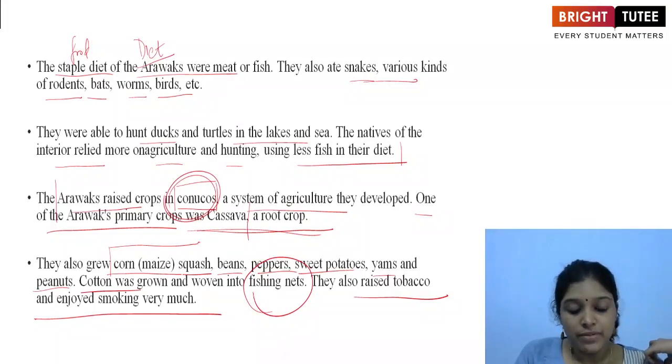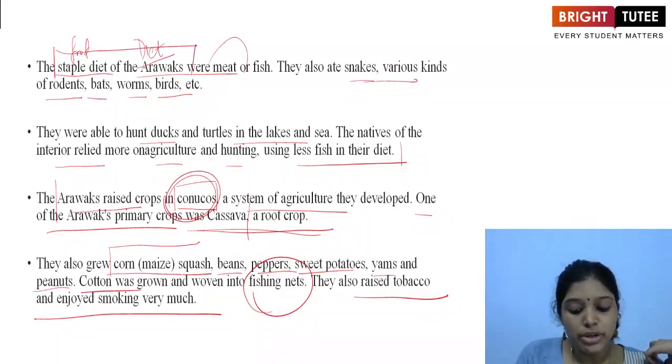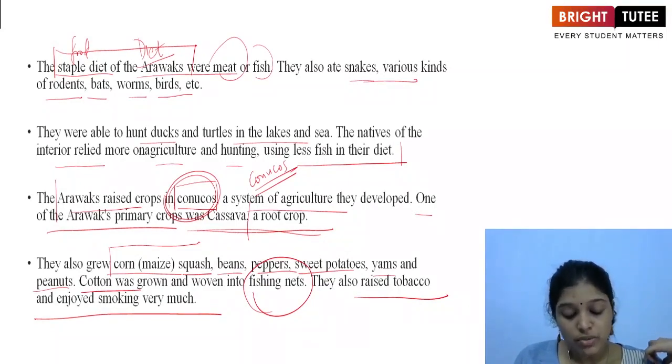Then we'll have to include the staple diet of Arawaks, which included meat or fish, and then the system of agriculture, that is very important, which was termed conucos, and the important crop of the system included cassava, which was a root crop, and then other varieties of crops or food materials, which was part of their diet.